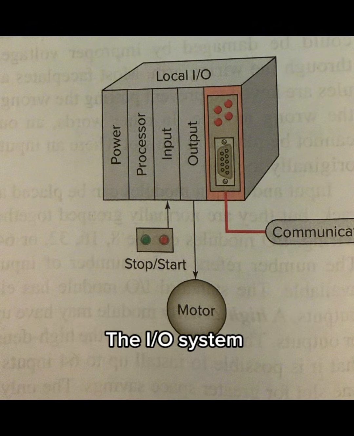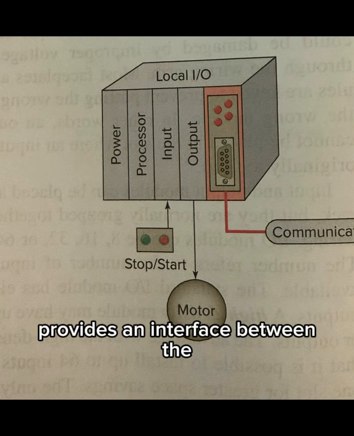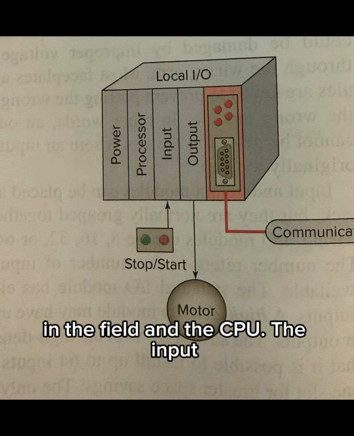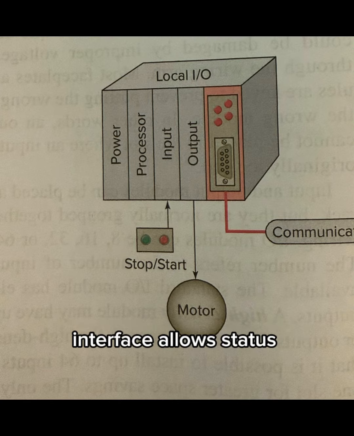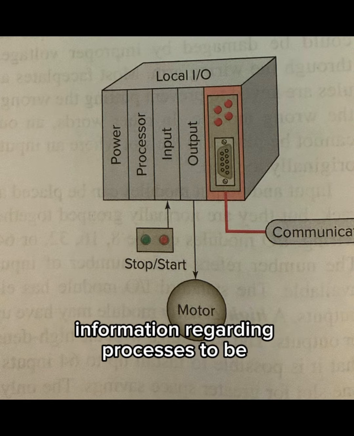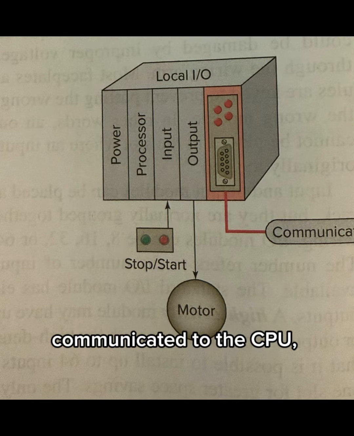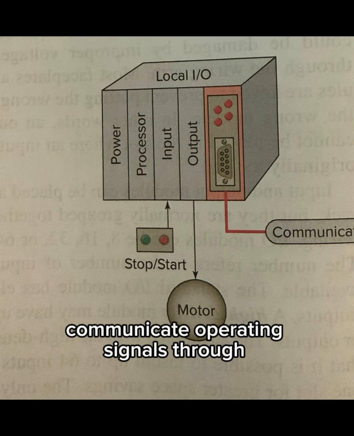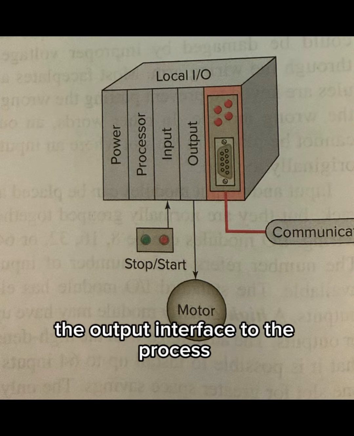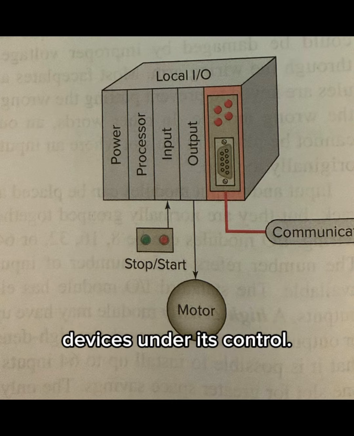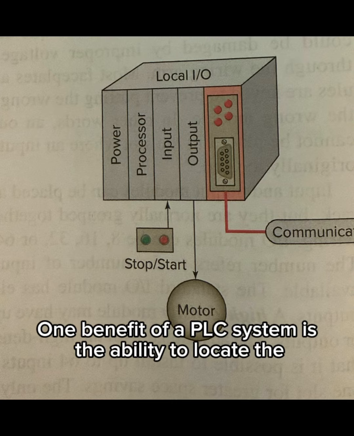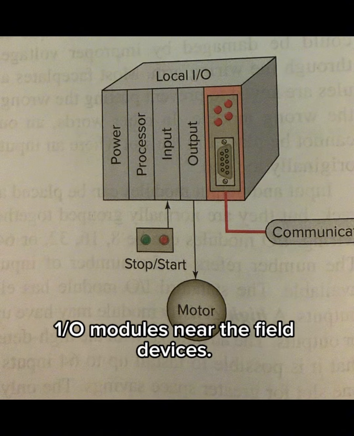The I/O system provides an interface between the hardwired components in the field and the CPU. The input interface allows status information regarding processes to be communicated to the CPU, and thus allows the CPU to communicate operating signals through the output interface to the process devices under its control. One benefit of a PLC system is the ability to locate the I/O modules near the field devices.